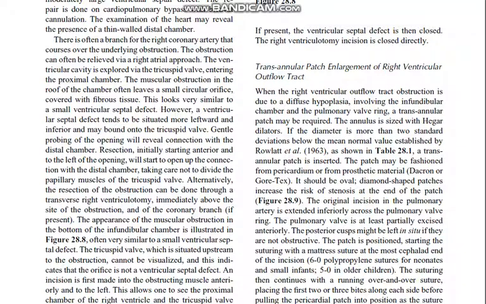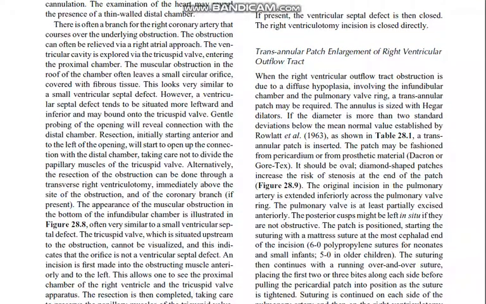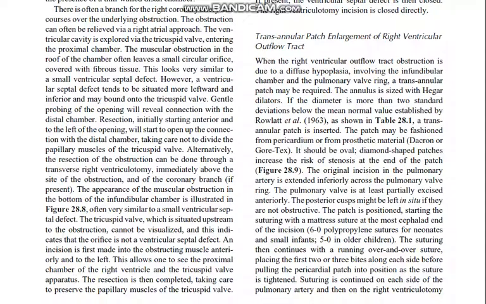The original incision in the pulmonary artery is extended inferiorly across the pulmonary valve ring. The pulmonary valve is at least partially excised anteriorly. The posterior cusps might be left in situ if they are not obstructive. The patch is positioned, starting the suturing with a mattress suture at the most cephalad end of the incision.